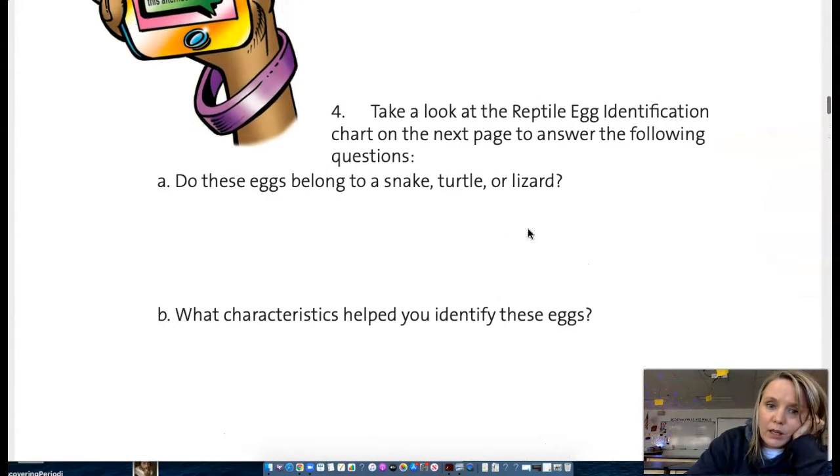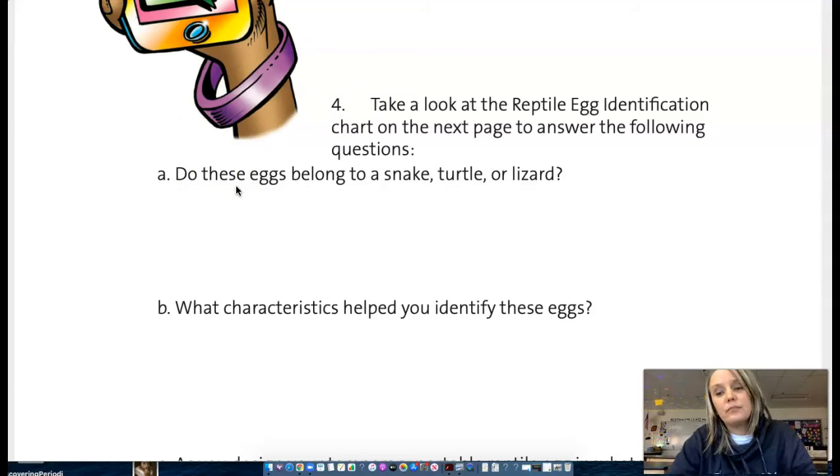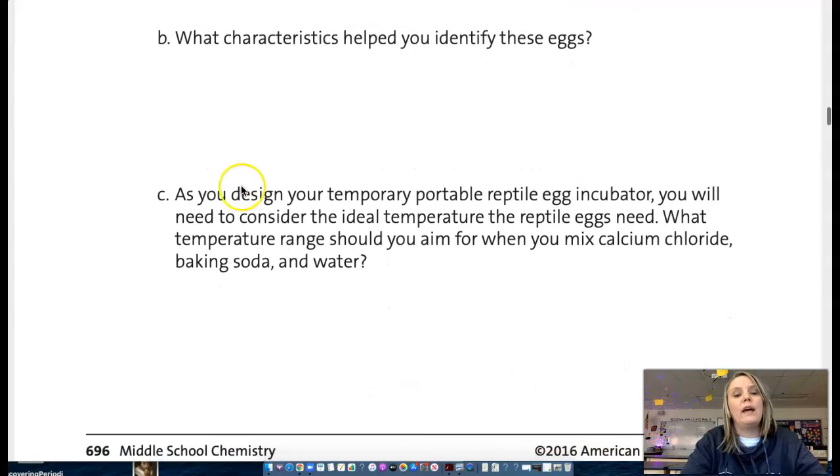Okay, let's go back up here. So we are going to say right here for number 4A, do the eggs belong to a snake, a turtle, or a lizard? Okay, so which one did you think that they belong to? And what characteristics help you identify those eggs? The next one, as you design your temporary portable reptile egg incubator, you will need to consider the ideal temperature the reptile eggs need. What temperature range should you aim for when you mix calcium chloride, baking soda, and water? Okay, so I want you to write that down here too. What temperature are you aiming for? All right.